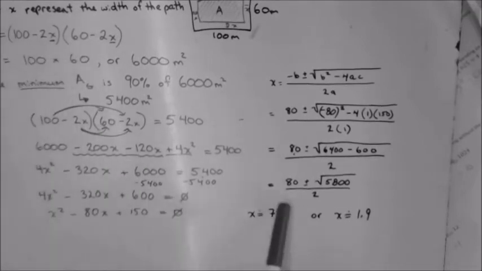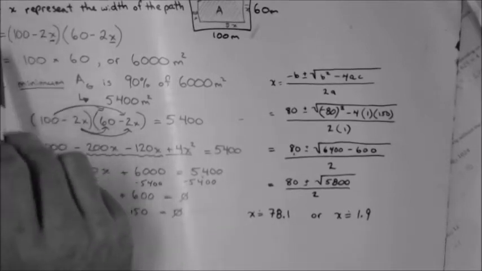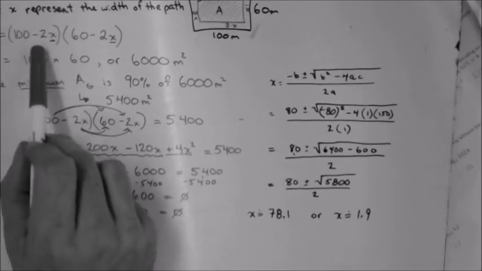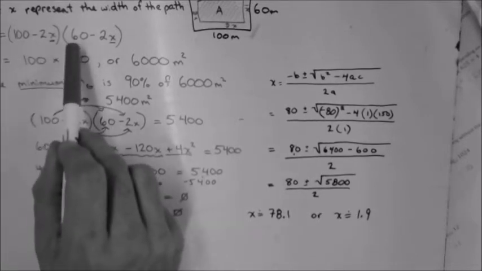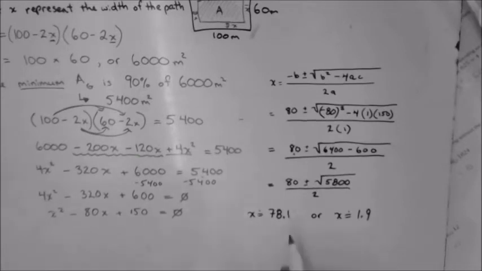Well, let's just round this to 80 and chuck it in here just so I can show you. You'd have 100 minus 160. That's a negative dimension. That doesn't make any sense. Same thing happens over here. 60 minus 160. Okay? You don't have a positive dimension there, so that's impossible. Okay? Which leaves us with the path having a maximum width of 1.9 meters.